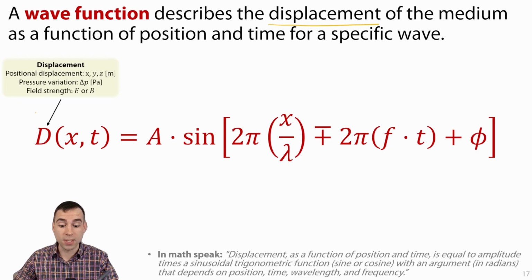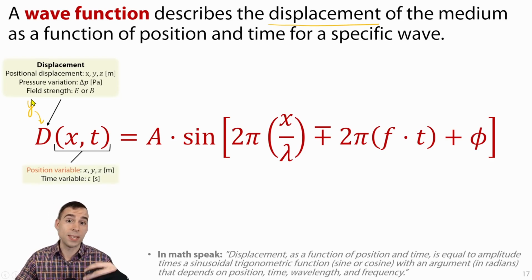For a water wave, this will usually be y, and that displacement would be measured in meters, but other types of waves can have different types of displacements that we measure. The next term is the position variable and time variable that we're going to use to keep track of this displacement. Displacement is a function of position and time. I have to pick a position on the wave to look at, and I have to pick a time that I'm going to examine this wave.